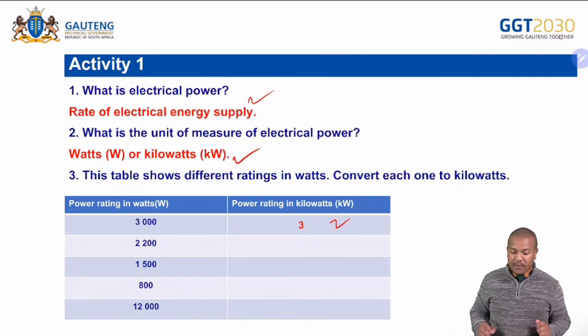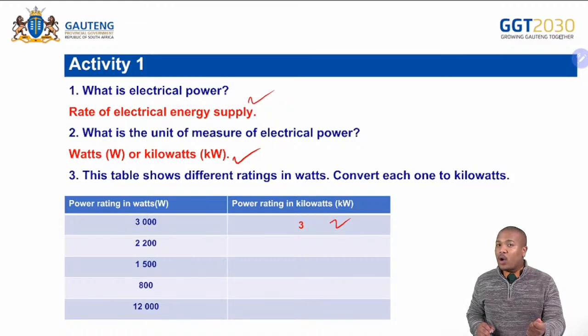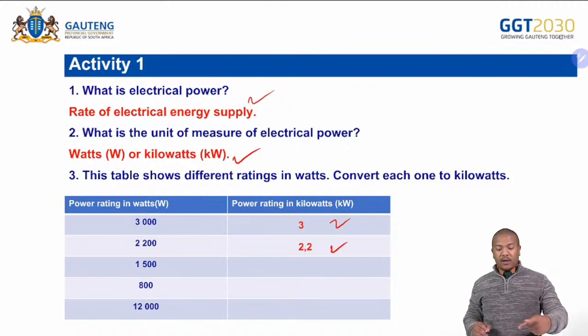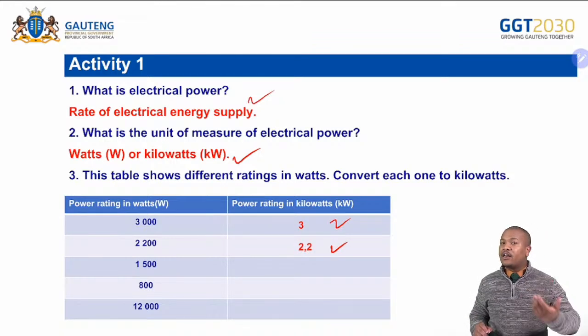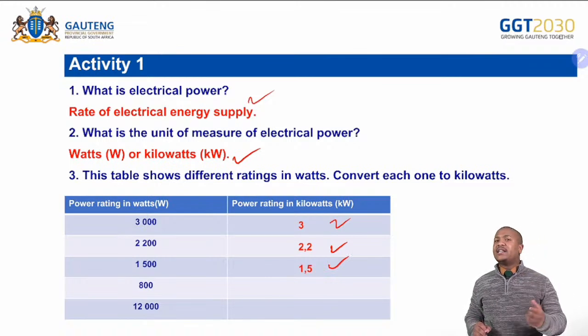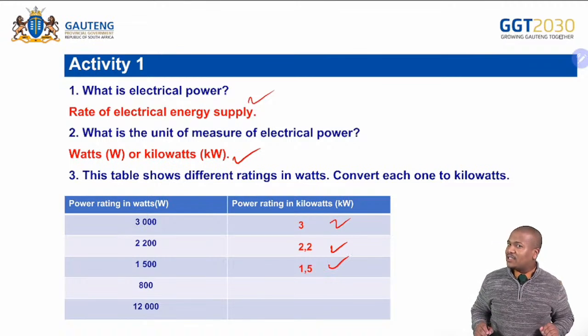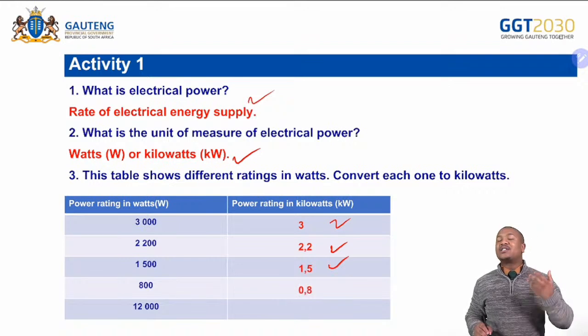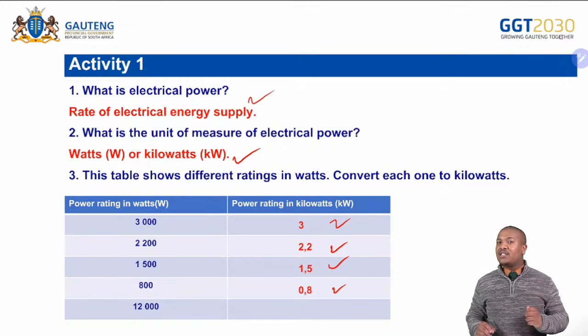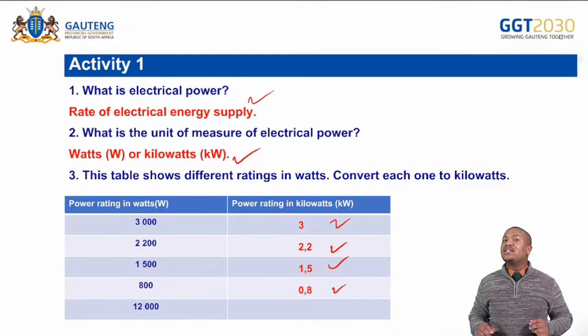Then the second one is 2,200 divided by 1,000, that is 2.2 kilowatts. 1,500 divided by 1,000, and that is 1.5 kilowatts. 800 divided by 1,000, that is what? That is 0.8 kilowatts. Then 12,000 divided by 1,000, that is 12 kilowatts.